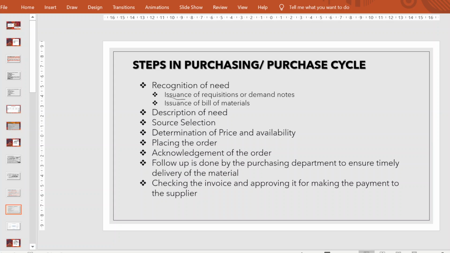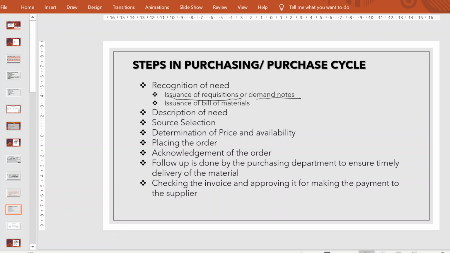First one is issuance of requisition or demand notes, wherein the department, for example, the engineering department, will put forth the material which is required for them to make a particular project or a product. They will give this as a demand note and it will be given to the purchasing department.